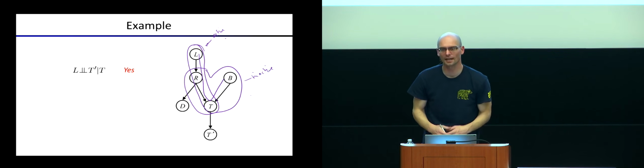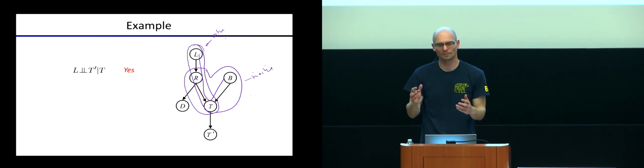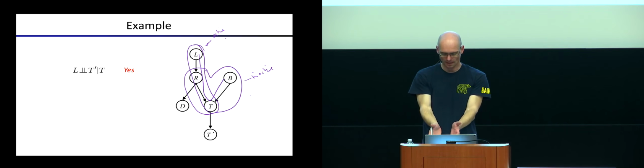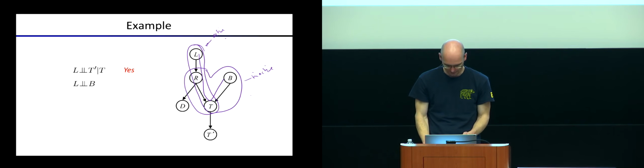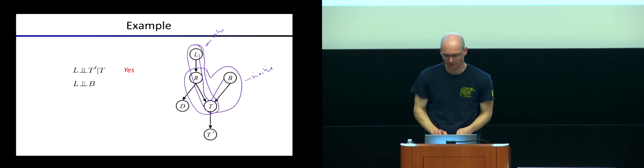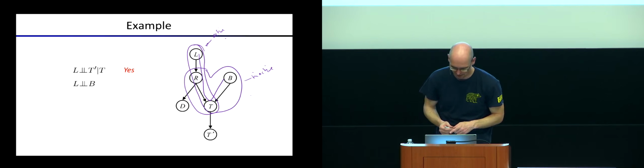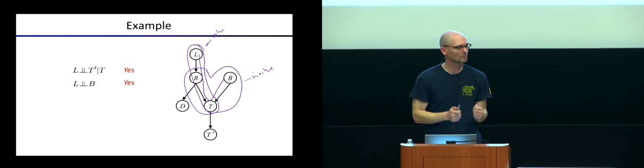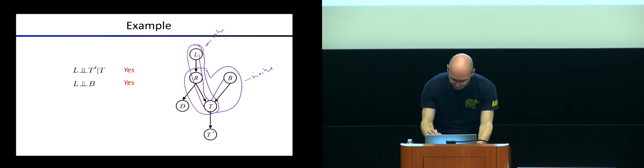Once you have one inactive triple along a path, the path becomes inactive, and this is the only path. The only path is inactive, so that means we have conditional independence of L and B given zero evidence. So yes, most of you were correct. We have conditional independence here.